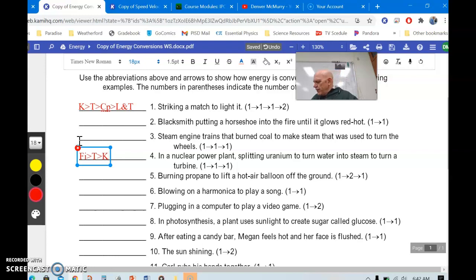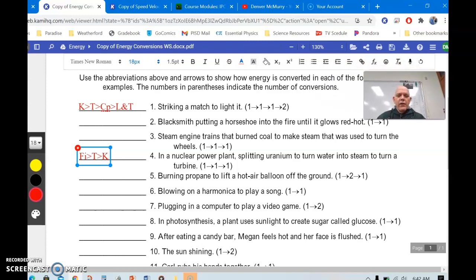The next one, let's look at number 6 real quick. Number 6 says blowing on a harmonica to play a song.